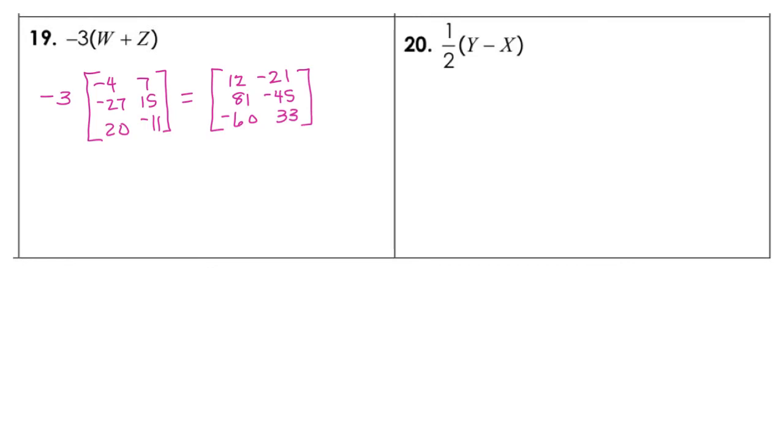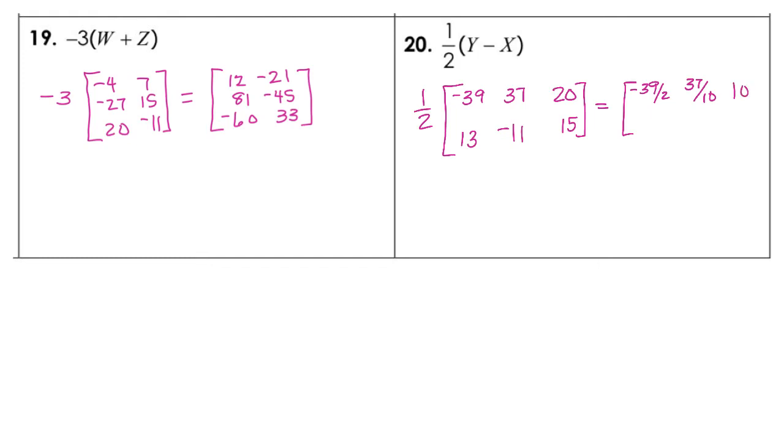Okay, and the same for number 20. Again, you're going to go through and you're going to do your subtraction first, and then multiply by your scalar of 1/2. So if we go through our subtraction, we have negative 39, 37, 20, and then the next one we have 13, negative 11, and 15. And now you go through and multiply with your 1/2. So you're going to have negative 39 over 2, 37 over 2, 10, 13 over 2, negative 11 over 2, and 15 over 2.